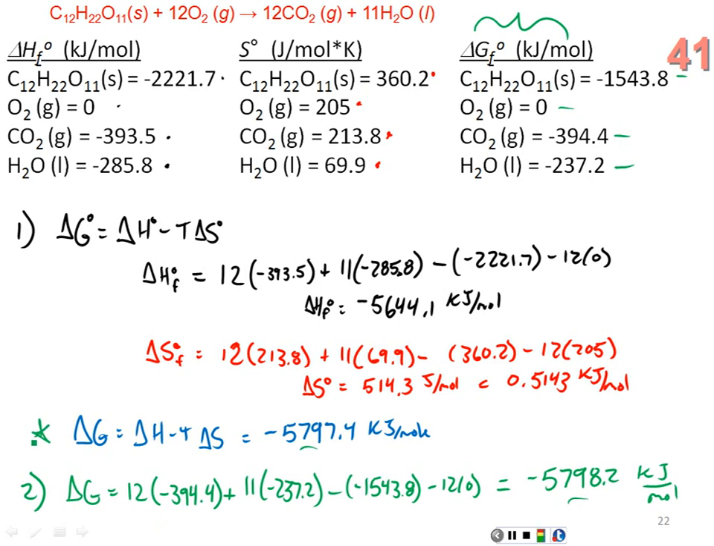So if you have a choice on an exam and you're given these values for delta G of formation, I would strongly recommend that you use that method, just because there's much less of a chance of you making an arithmetic mistake.